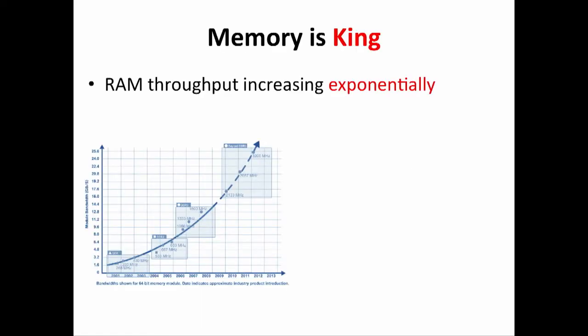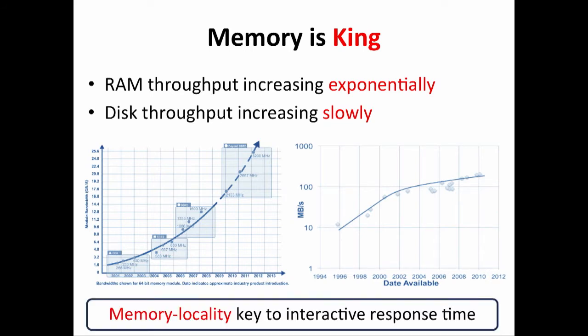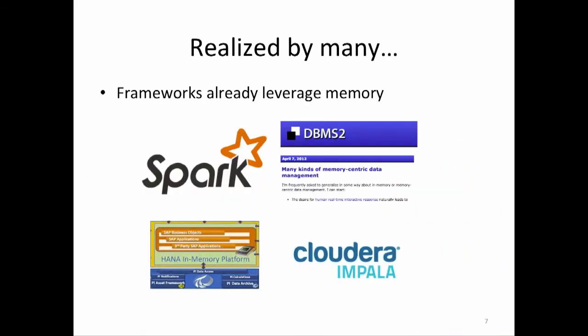So here's the reason: memory is the king. On one side, RAM's throughput increases exponentially every year. On the other side, disk throughput increases slowly. This leads to the consequence that memory locality is the key to achieve interactive response time for big data queries. This has been realized by many. For example, from our lab, we have the very successful project Spark, and there are other projects in the industry, and the blog DBMS2 also pointed out that it is very critical to do this memory-centric computing nowadays.